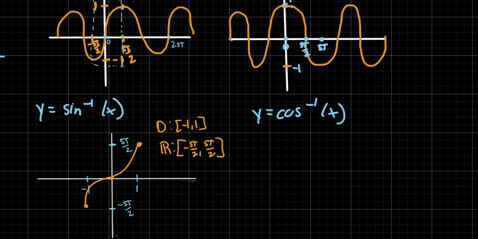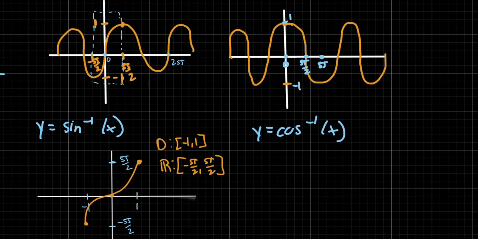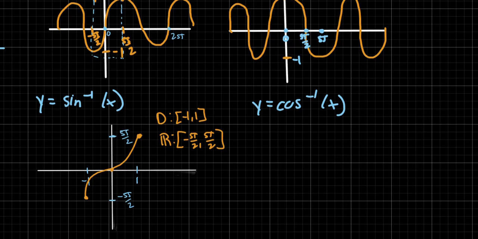We had a restriction on the domain, which means for the inverse, a restriction on the range. This is range. Oh, I don't know why I did all these. Range. We have a restriction: negative pi halves to pi halves. That's only where the inverse of sine exists on a graph.